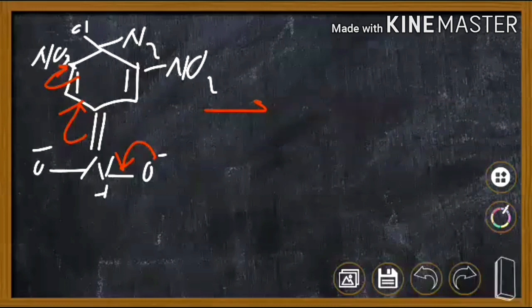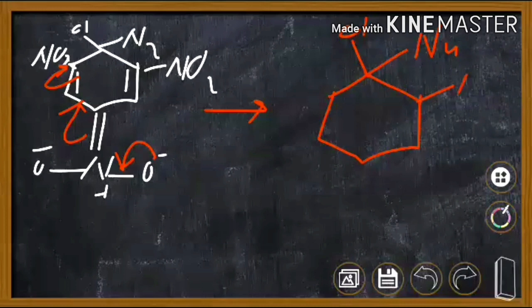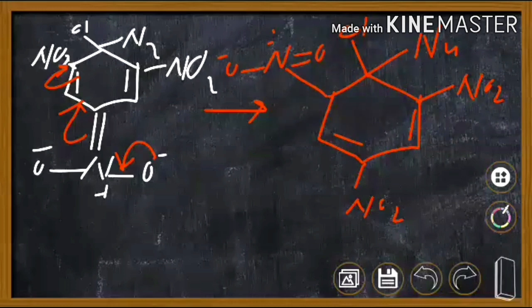Now again it will undergo another kind of resonance: Cl, nucleophile, NO2, double bond, here NO2, here NO2 like this, double bond O minus, plus. Now your charge is here. The same thing happens here. So this electron withdrawing group enhances the rate of nucleophilic substitution.